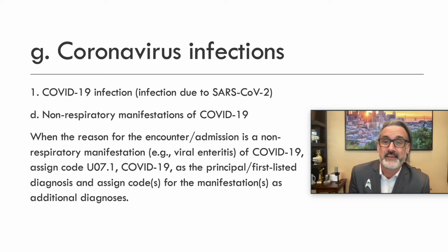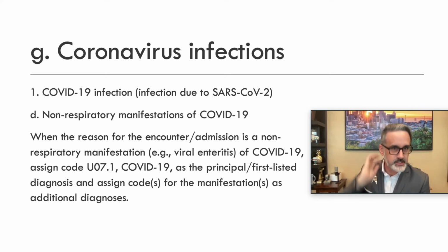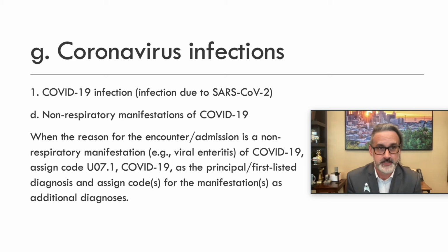But now if a patient is having non-respiratory manifestations of COVID-19, then we would still assign the U07.1, the COVID-19 code, first, as the principal diagnosis, and then any additional codes for the manifestations would go next. So it all depends on what manifestations it is. It could be, like the guidelines state, viral enteritis, it doesn't matter what it is. If it's a non-respiratory manifestation that's due to COVID-19, the U07.1 code always goes first, followed by the coding for whatever manifestations the patient's experiencing.